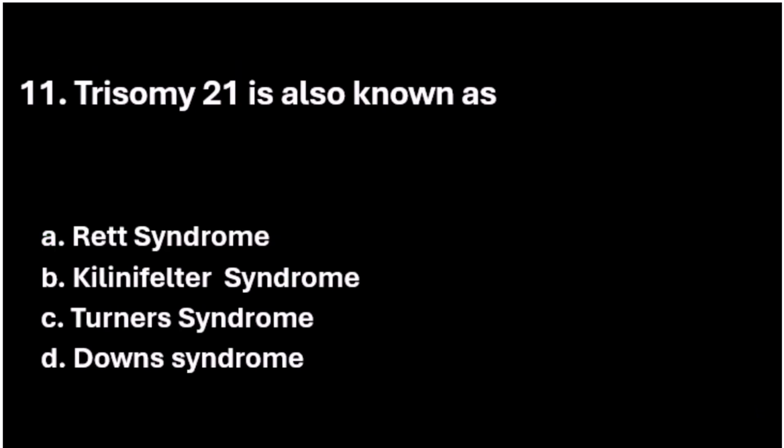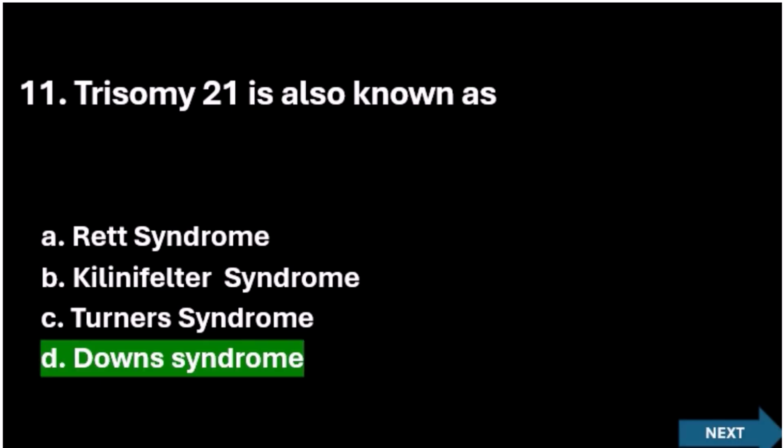Next question. Trisomy 21 is also known as option A, Rett syndrome, option B, Klinefelter syndrome, option C, Turner syndrome, and option D, Down syndrome. The answer is Down syndrome. Trisomy 21 is Down syndrome.